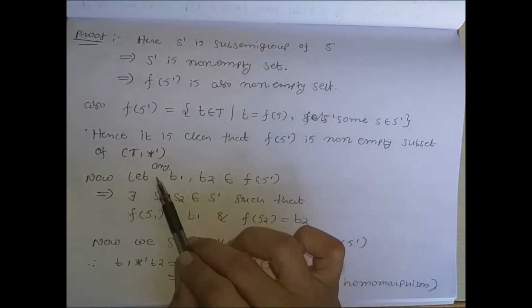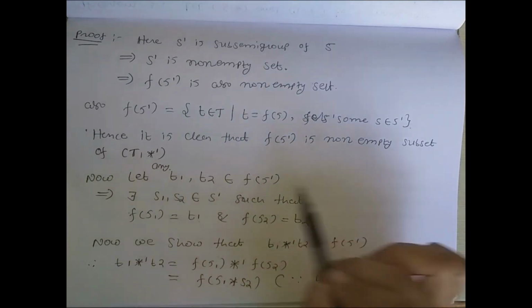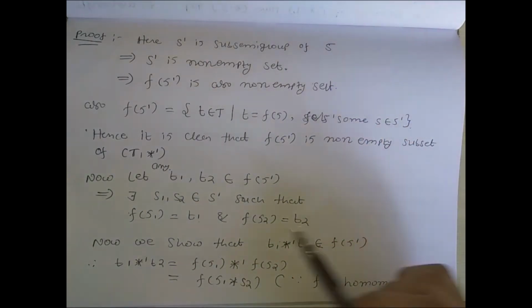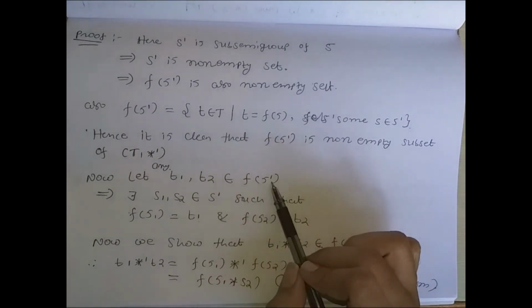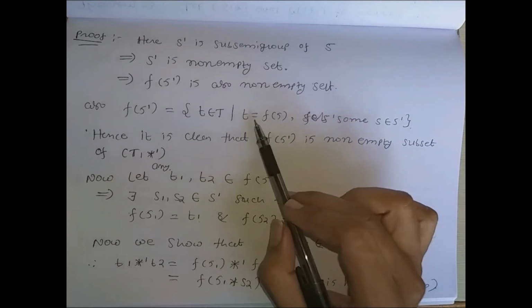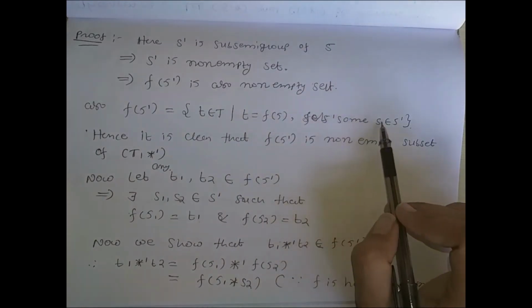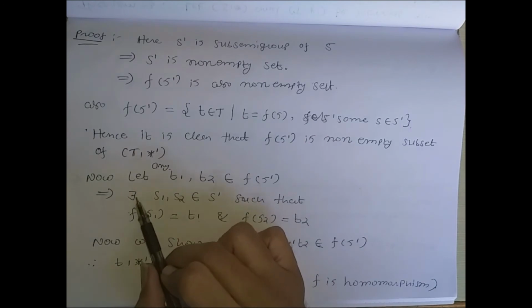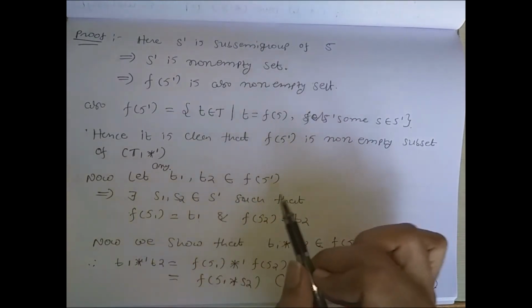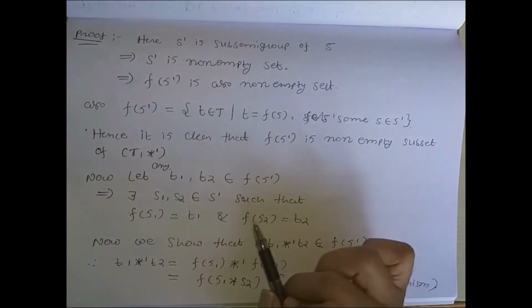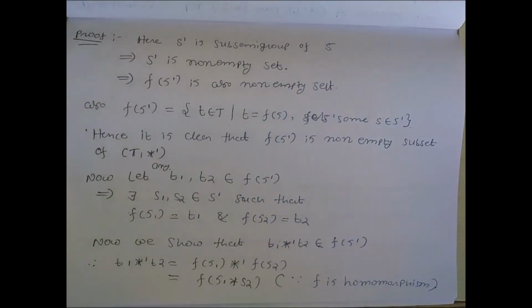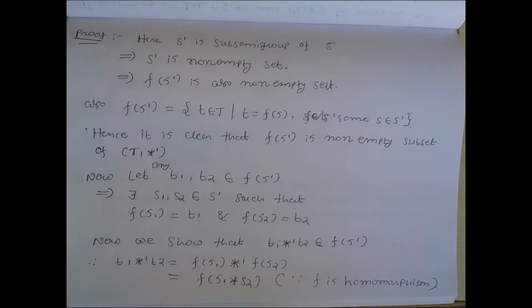Now consider any two elements T1 and T2 belonging to f of S dash. The elements of f of S dash are of the form f of S for some S belonging to S dash. So there exist S1 and S2 belonging to S dash such that f of S1 is equal to T1 and f of S2 is equal to T2. Now we show that T1 star dash T2 belongs to f of S dash, that is, f of S dash is closed under the operation star dash.